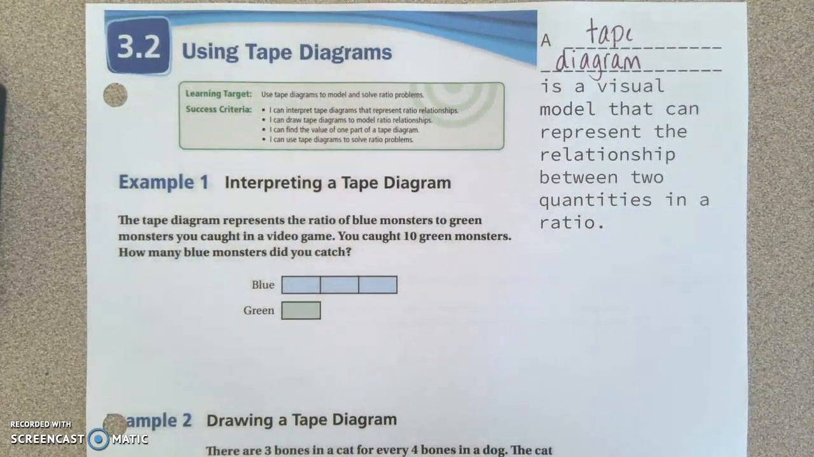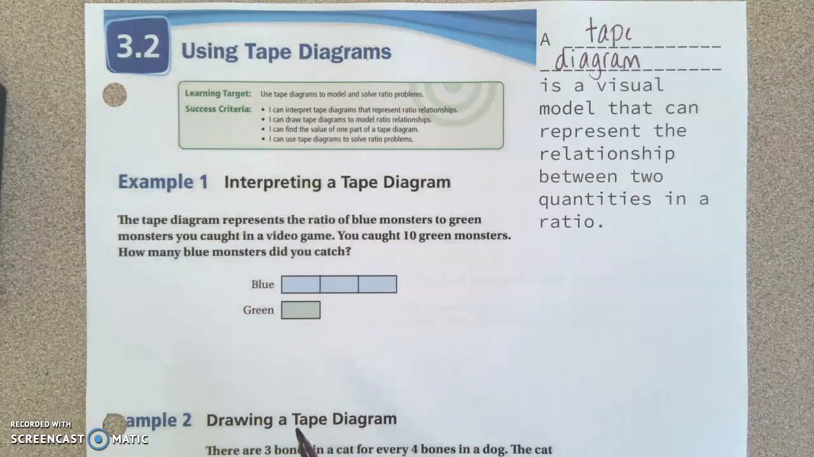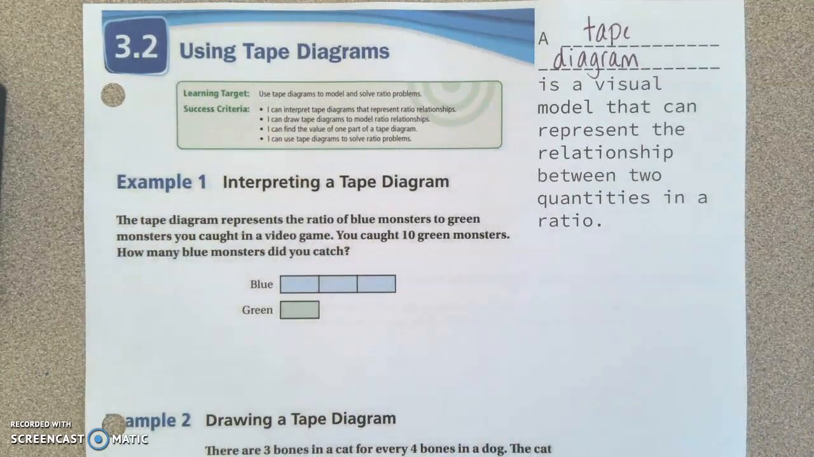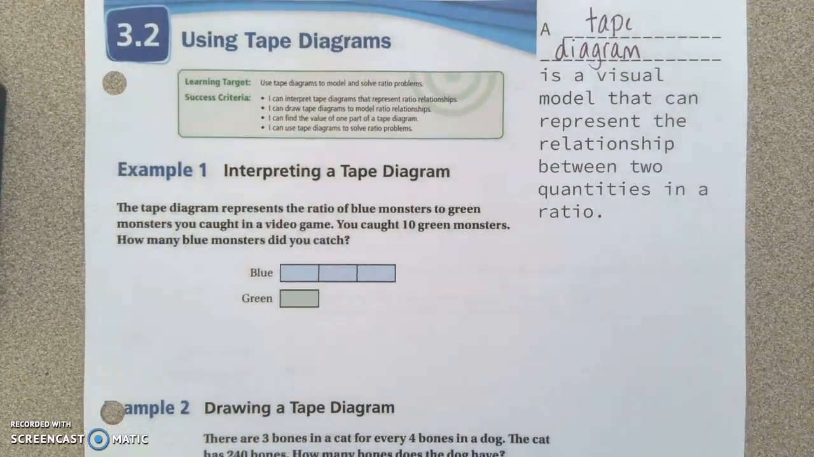Before we get into drawing and solving, we're going to look at interpreting a tape diagram. In this example, the tape diagram represents the ratio of blue monsters to green monsters you caught in a video game. You caught 10 green monsters. How many blue monsters did you catch?